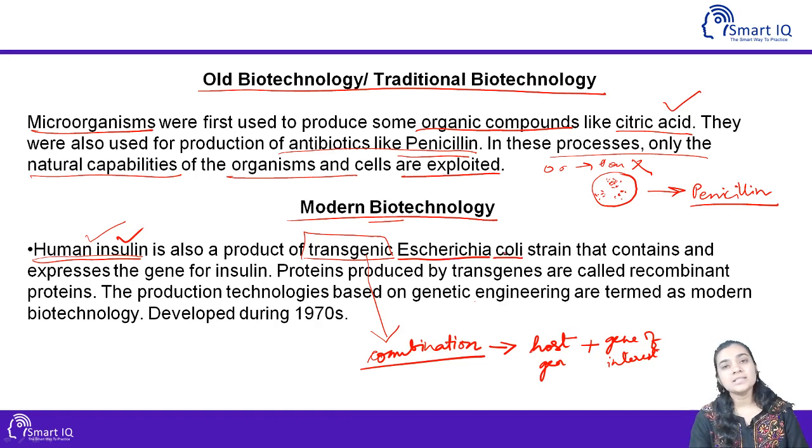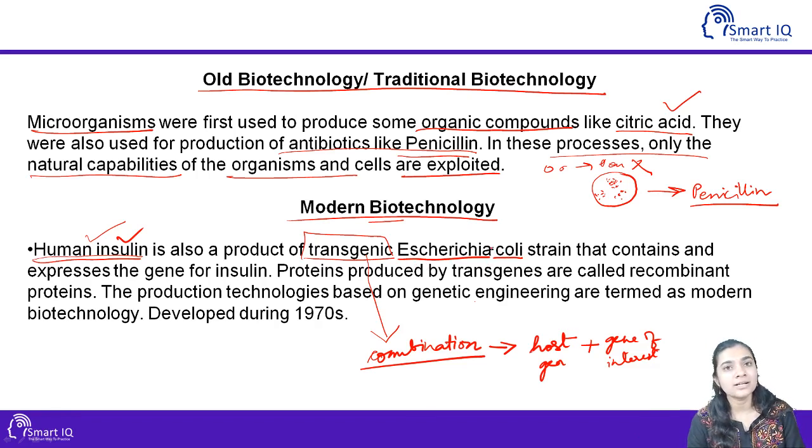Now, Escherichia coli, we all know, is a bacterium. It is a gut bacterium and it has nothing to do with insulin synthesis in the human body whatsoever. So human insulin synthesis is not the job of an Escherichia coli bacteria. So how then did they manage to make the Escherichia coli strain produce insulin in the industries?